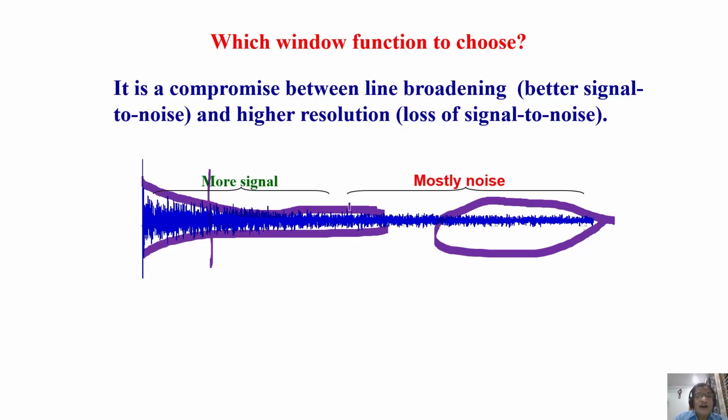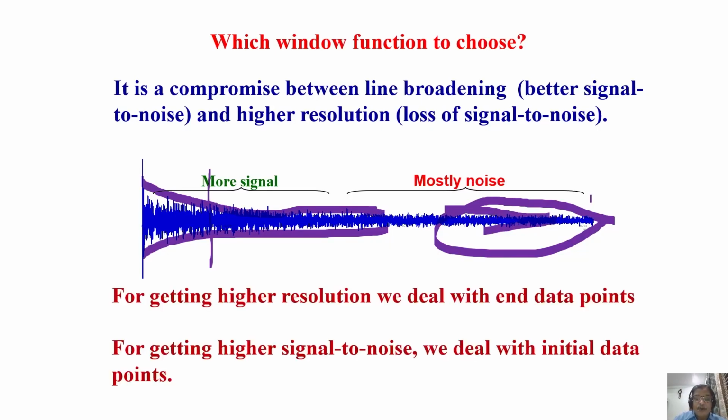But still, after acquiring the signal, you can play with it. We can use a window function to remove this noise component at the end. How do we do it? Let us say I am going to take an exponential function, which keeps decaying like this. See, it decays like this. Then what happens?